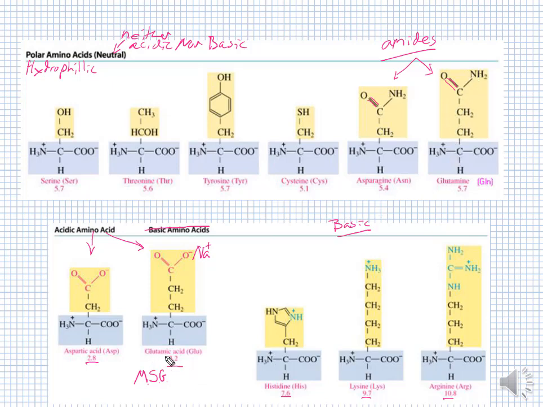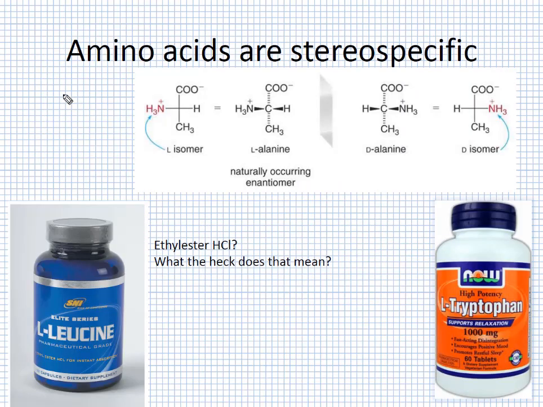We go from glutamic acid to glutamine, right? So monosodium glutamate is the sodium salt of this. Glutamine is not. Glutamine is an amide. Amino acids are stereospecific, and what we mean by that is, actually, let's go back once here.